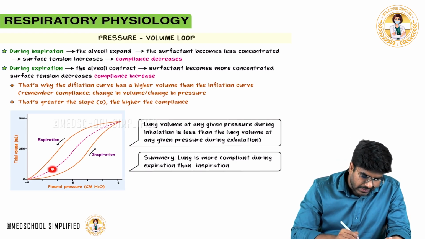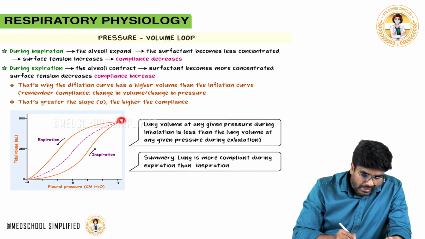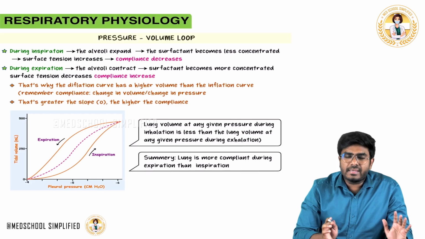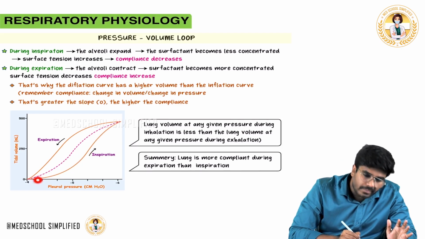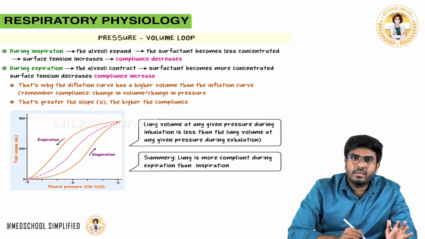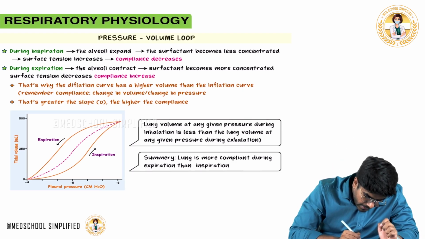Now there is not one single line here. Actually the compliance of the lung during inspiration is different from the compliance of the lung during expiration. From this graph we can clearly say that this is the compliance curve during inspiration and this is the compliance curve during expiration. Now my question to you is, which curve has more slope? The expiration curve has more slope.